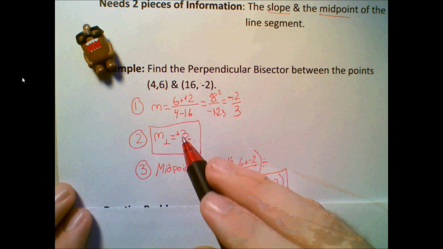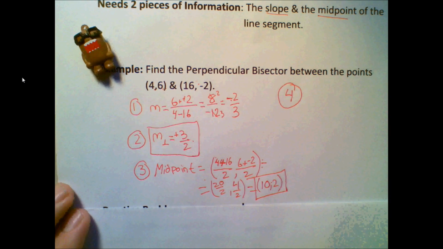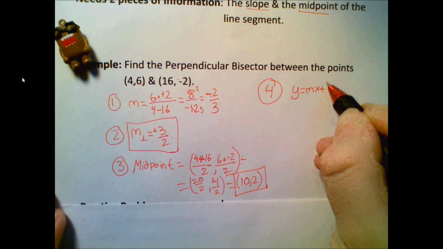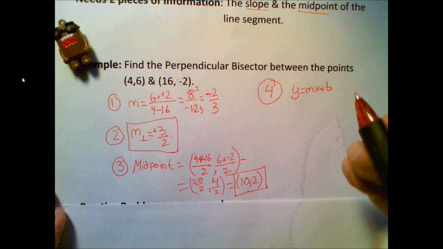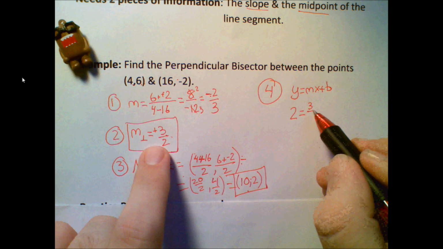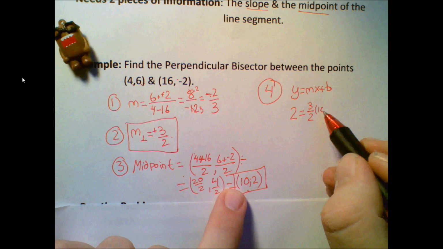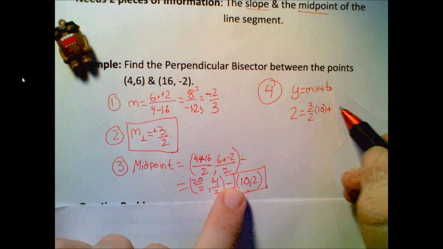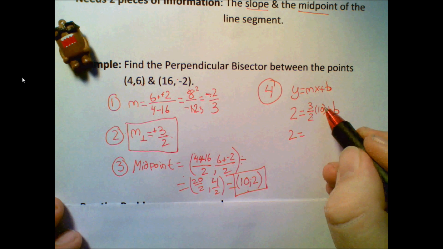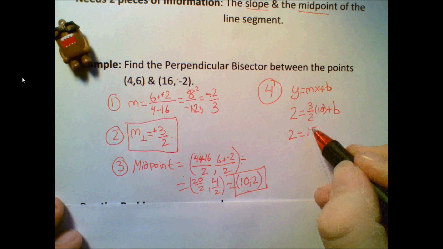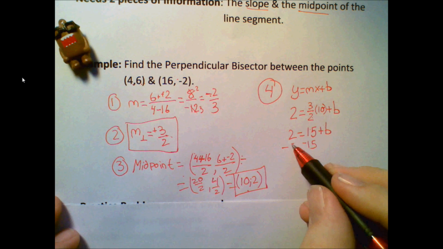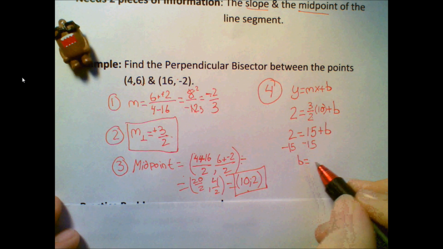Now, we have our point, we have our slope, so step 4, we've got to plug it into the equation. Remember, y equals mx plus b. We have an x and y right here. So we plug in y is 2. The slope we know is 3 over 2. And the x value in this case is 10. We need to figure out what the y-intercept is, so we need to figure out what b is. So we do 2 equals 3 halves times 10, which is 15, plus b. Then we subtract 15 from both sides, and I get b is equal to negative 13.